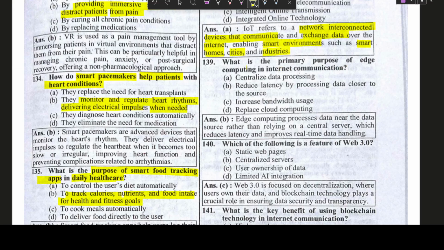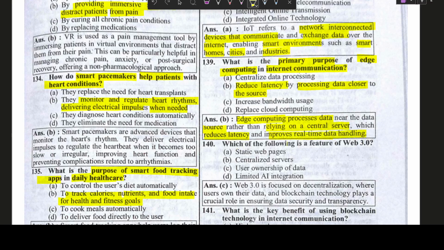What is the primary purpose of edge computing in internet communication? So it is B, reduce the latency by processing data closer to the source. Edge computing processes data near the data source rather than relying on the central server, which reduces the latency and improves real-time data handling.